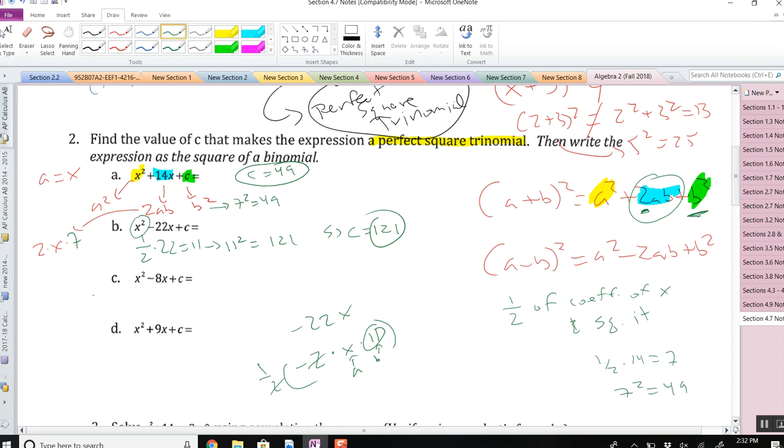Let's do this again. Half of negative 8 is negative 4. Negative 4 squared is 16. So c equals 16.